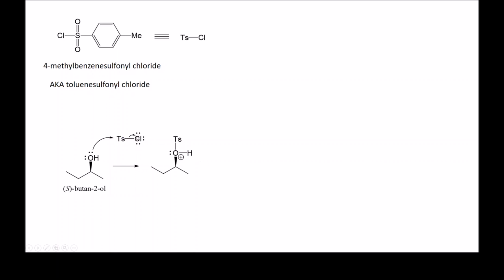You can use the chloride ion that just came off. It'll pull that hydrogen off, or a lot of times they'll run this reaction in pyridine, and the pyridine instead will pull the hydrogen off. It does it better. It's also the solvent, so it's everywhere.